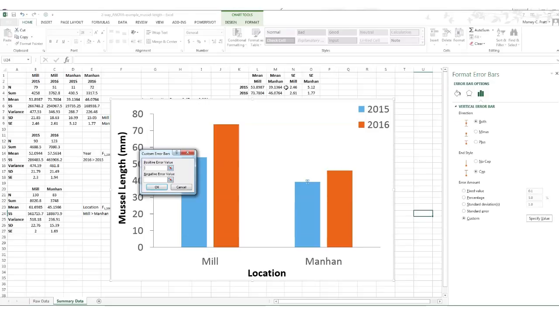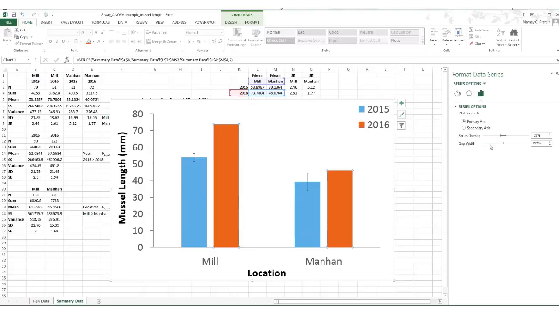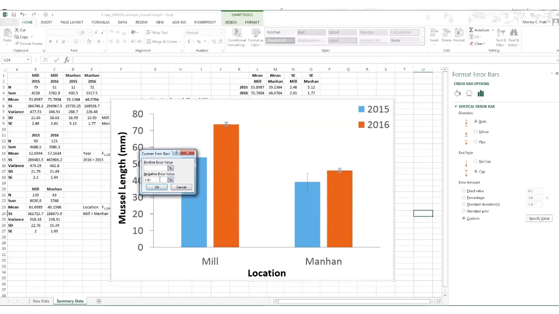And if I'm going too fast, you can always go back over it over and over again. But also remember that I have a video showing you in much more detail how to make a bar graph, including error bars, elsewhere. So I'm just going through this really quickly. So we're going to add the 2015 values, and then we're going to add the 2016 values. Custom, specify value, get rid of the ones. 2016.